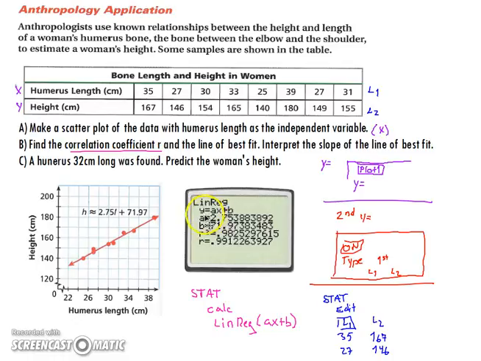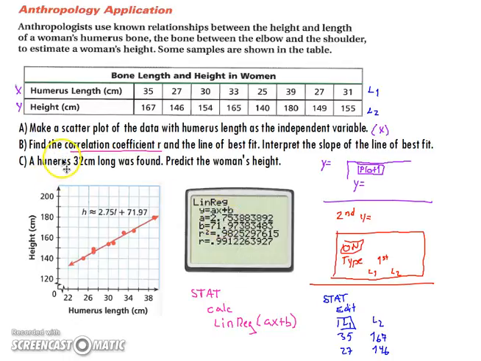So in this screen, you're seeing your slope-intercept form. So your A value is your slope, your B value is your y-intercept. So if you look, you're going to have y equals 2.75x plus 71.97. So that's to interpret the slope. Your slope is 2.75.